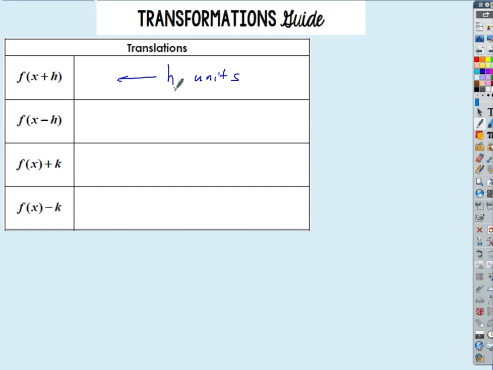Now, what does it do here if we subtract h inside? It moves it h to the right. So we're going to go to the right h units. What happens if we add a k outside of the function? It's going to go up, because that's vertical, isn't it? So if we're adding something outside the function, that means it's going to go up k units. And if I subtract something outside the function, it's going to go down k units.